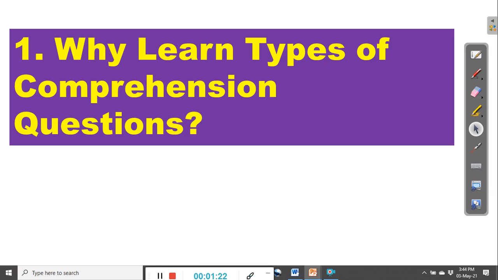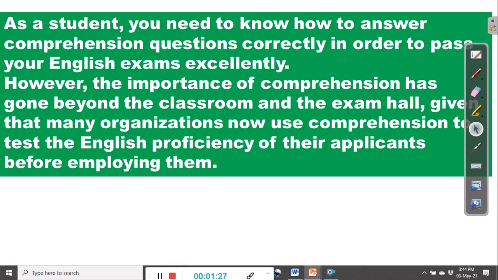Why should we learn types of comprehension questions? As a student, you need to know how to answer comprehension questions correctly in order to pass your English exams excellently. However, the importance of comprehension has gone beyond the classroom and the exam hall, given the fact that many organizations now use comprehension to test the English proficiency of their applicants before employing them.